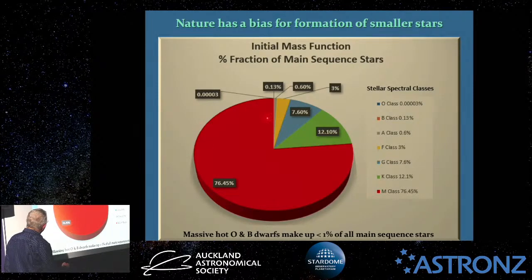Look, they make up 76.5% of all stars, to the extreme whereby your O class make up 0.00003% of all stars on the main sequence. Hardly worth mentioning. The B class stars, 0.13%. So very little, of course, out of those B, you're going to split them up into 0, 1, 2, 3. And of course, there's going to be far less 0s and 1s and 2s than there are 3, 4, 5, 6, 7, 8, 9, and so on. So the bottom line is massive hot O and B dwarfs make up less than 1% of all main sequence stars. It's amazing, isn't it?